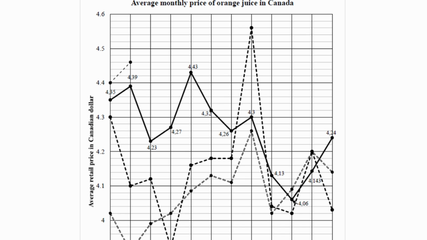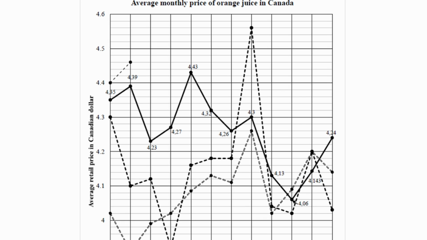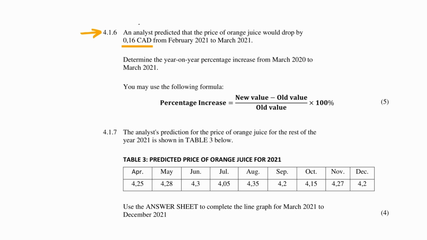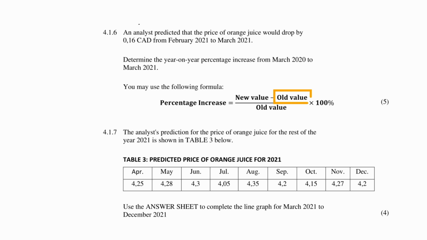2021. On the graph, you will notice that the graph for 2021 is incomplete and there is no price given for March 2021. But the price of the orange juice for March 2021 is calculated using the statement of the analyst. Since the analyst predicted a drop of 0.16 Canadian dollars from February 2021 to March 2021, the price of orange juice for March 2021 is calculated as 4.46 Canadian dollars minus 0.16 Canadian dollars, and this equals a price of 4.30 Canadian dollars.